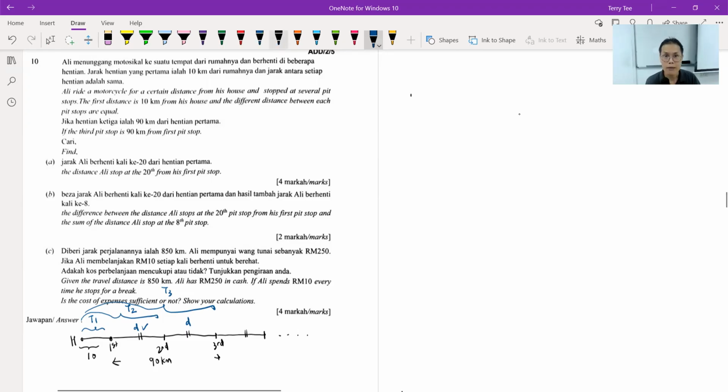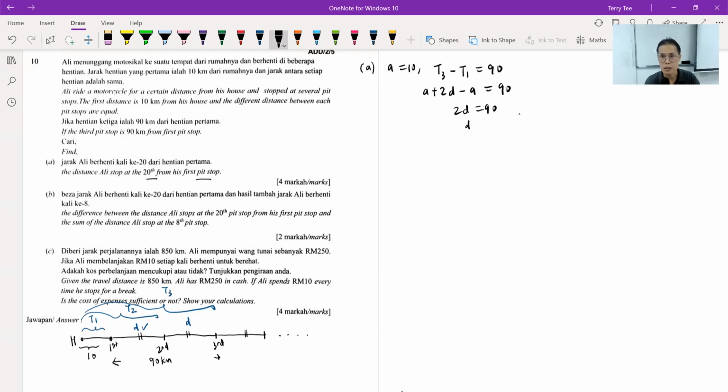So now, number one, we have to find what is the value of D before you find the distance that he stopped. Yeah, they say the distance Ali stopped on the 20th pit stop from his first pit stop. Okay, so first of all, we know our A is 10. And we know the difference between the third and the first pit stop is now 90. So T3 is A plus 2D. T1 is just A. The result is 90. So 2D is 90. D is 45. Okay, the common difference is 45.